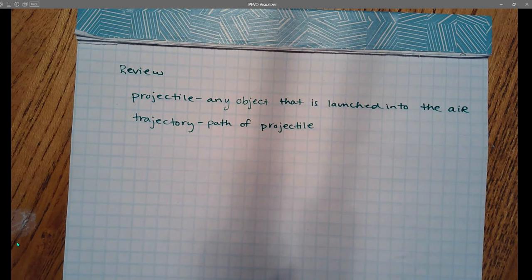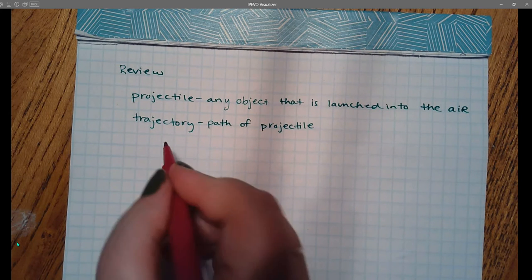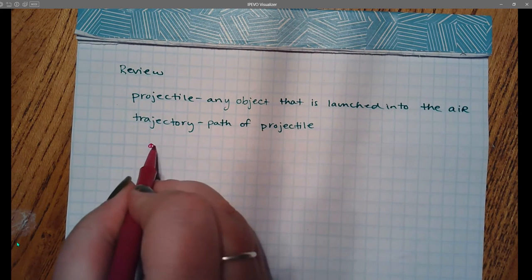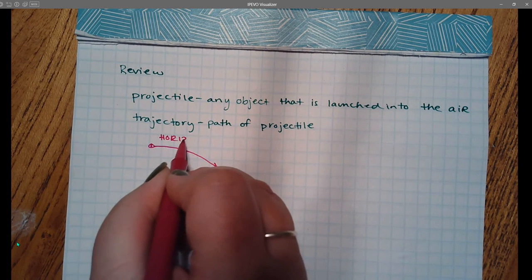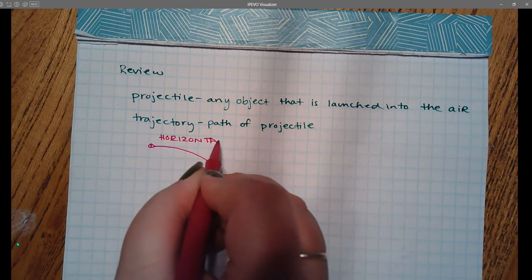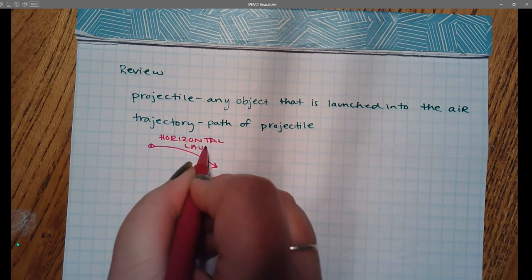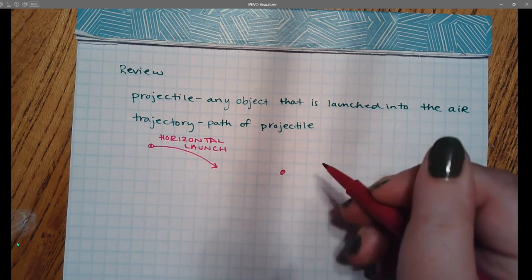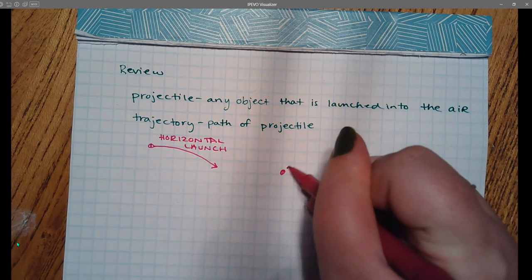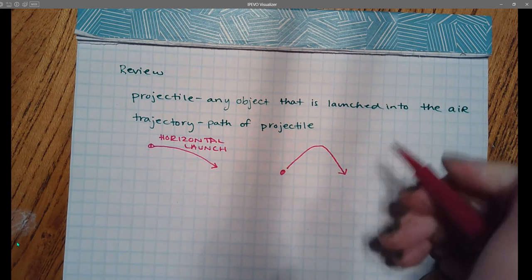For projectiles that are launched horizontally, they follow this type of path. So this is a horizontal launch. If a projectile is launched at an angle, it makes a large parabola.